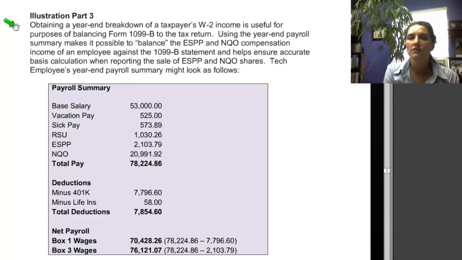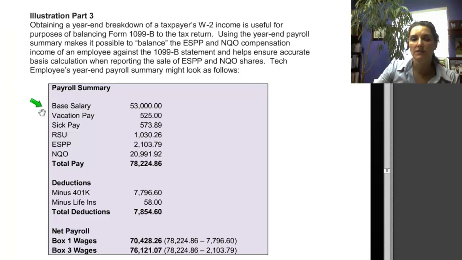Obtaining a year-end breakdown of a taxpayer's W-2 income is useful for purposes of balancing the Form 1099-B to the tax return. Using the year-end payroll summary makes it possible to balance the ESPP and NQO compensation income of an employee against the 1099-B statement and helps to ensure accurate basis calculation when reporting the sale of ESPP and NQO shares. So tech employee's year-end payroll summary might look like this one.